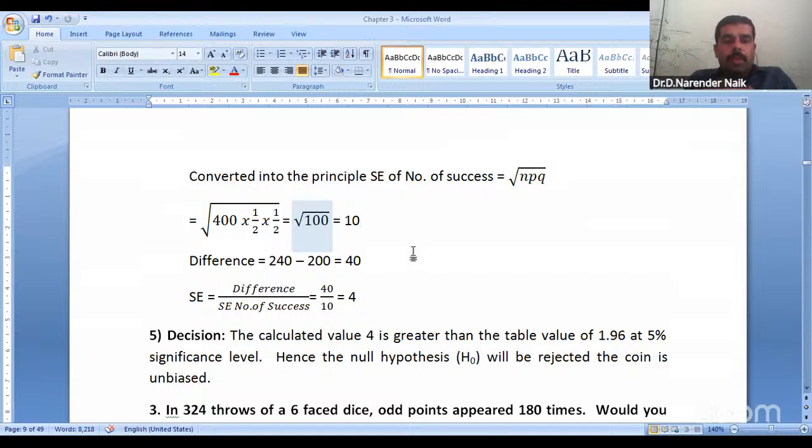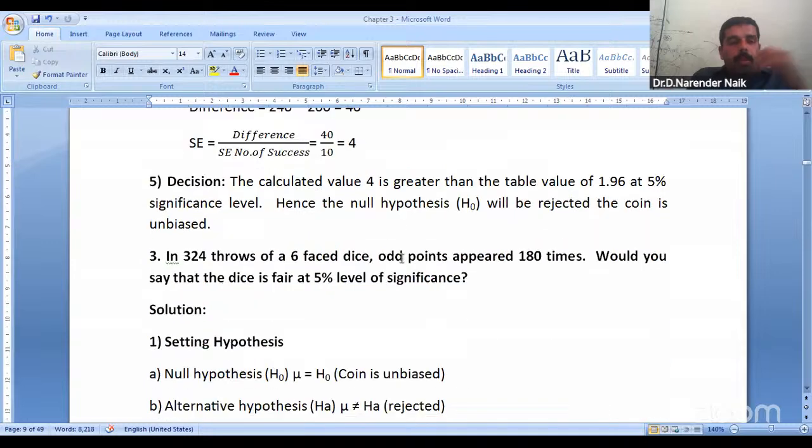So decision. The calculated value 4 is greater than the table value of 1.96 at 5% significance level. Hence, the null hypothesis H0 will be rejected. The coin is biased.